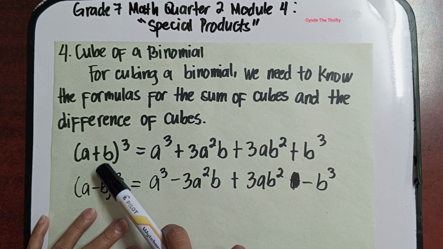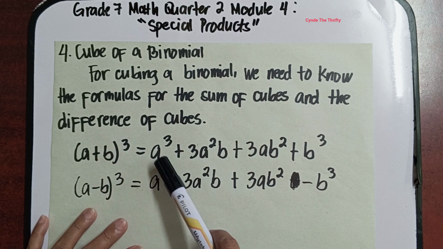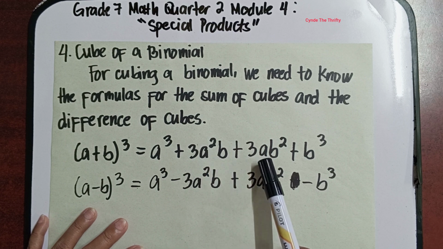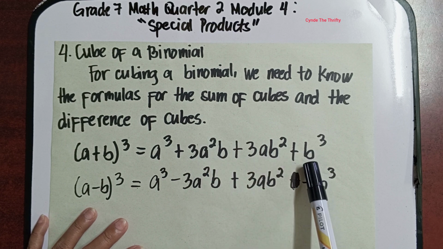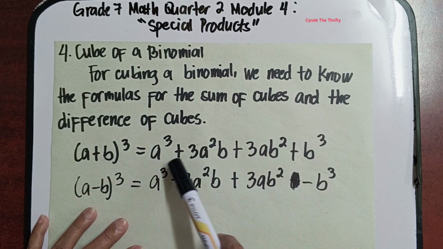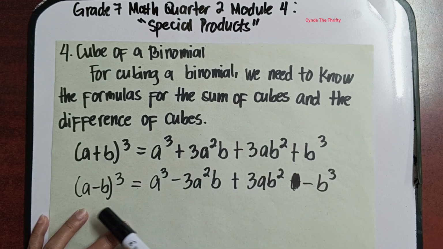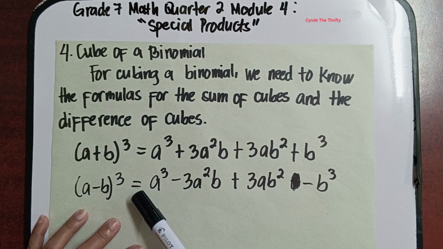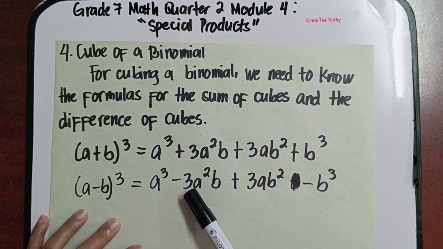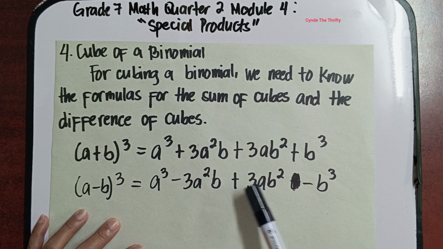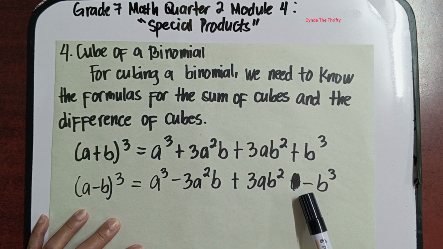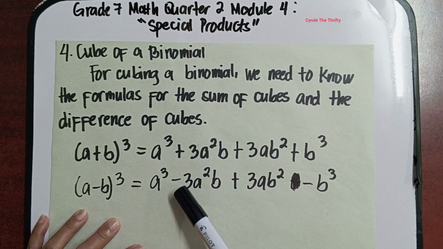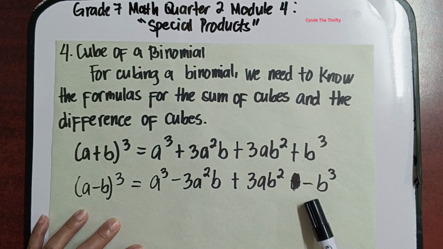A plus B cube is equal to A cube plus 3A squared B plus 3AB squared plus B cube. Okay, so ito yung formula natin sa sum of cubes. How about naman sa difference of cubes? Ang difference of cubes is A minus B cube is equal to A cube minus 3A squared B plus 3AB squared minus B cube. Okay, so tatandaan nyo na ang difference lang nila is ang second term is subtract and ang last term is subtract.